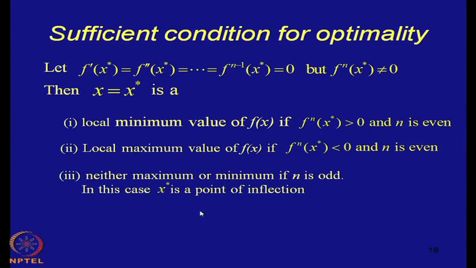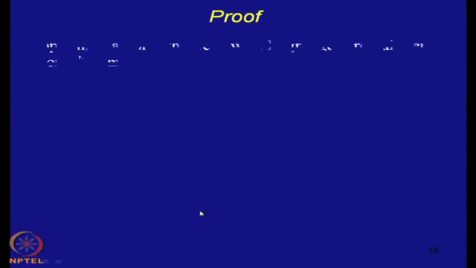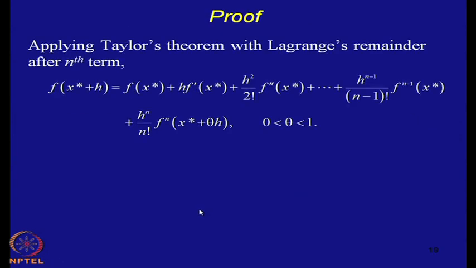Now, this is the sufficient condition and we want to prove this condition. Again we are applying the Taylor series here, and we are considering the Taylor series with Lagrange form of remainder: f(x*+h) = f(x*) + h f'(x*) + (h^2/2!) f''(x*) up to the (n-1)th order, and the nth order term is (h^n/n!) f^(n)(x*+θh).